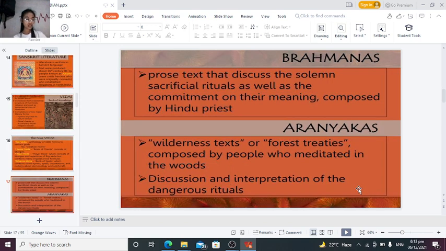We have here also under the prose. The first one is the Brahmanas. Prose texts that discuss the solemn, sacrificial rituals as well as the commentary on their meaning and composed by the Hindu priests. We have here also the Aranyakas or wilderness texts or forest treatises composed by people who meditated in the woods and the discussion and interpretation of the dangerous rituals.